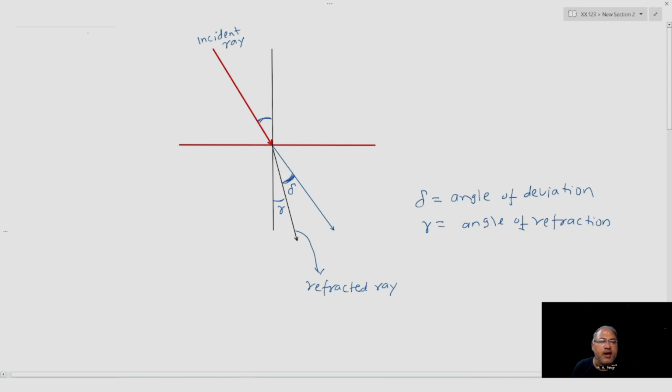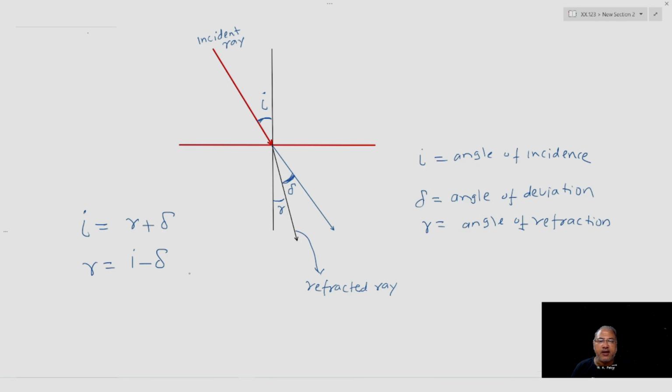And this is I. I is nothing but the angle of incidence. And here is the relationship: I equals R plus delta. Therefore, R equals I minus delta. This is the first relationship between the angle of incidence and the angle of refraction.